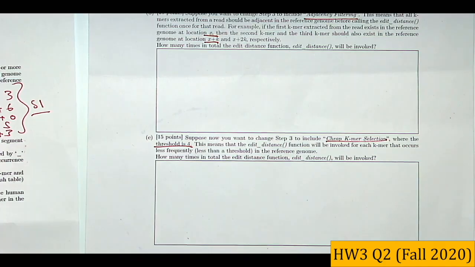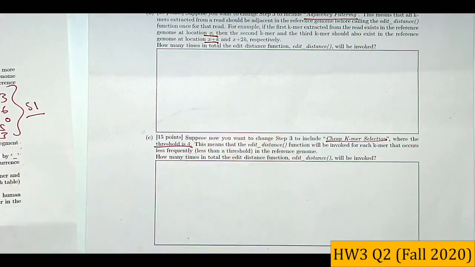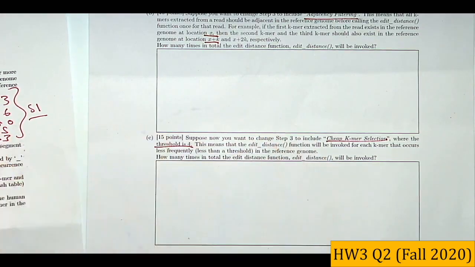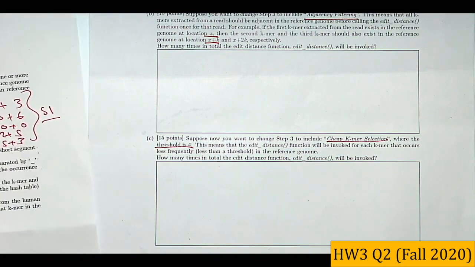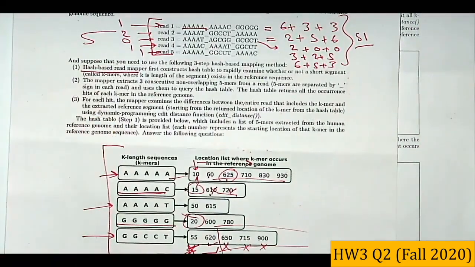Do we mention something about it? Okay, it seems we didn't mention anything about it. So again, you can assume it here. You can assume that I'm going to follow the adjacency filtering and apply the threshold together. That's true, it should be correct. Or I'm going to change step 3 and apply the threshold, which doesn't mean I have adjacency filtering, which is the original question. Both of them are correct.